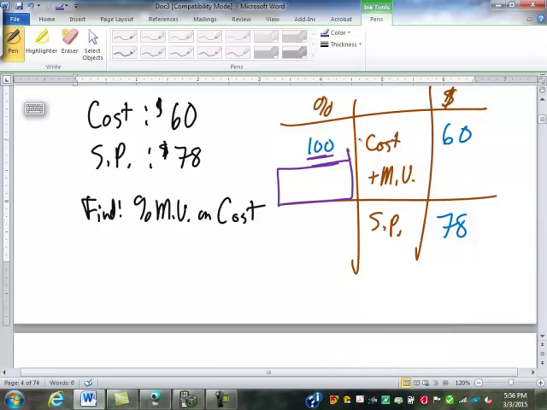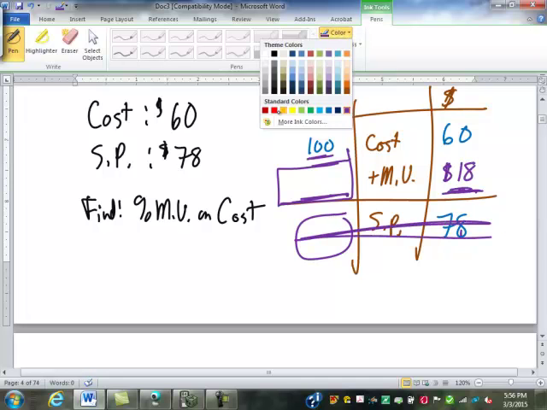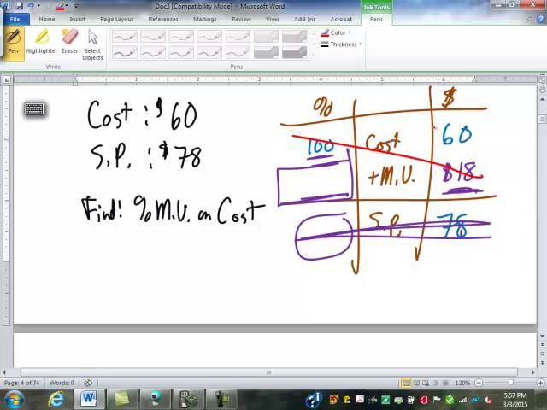Markup's on cost, so you get that 100% in there in the cost. $60 cost, $78 selling price. We are looking for the percent markup on cost, this number here. To find that, we could find this one and subtract, or we could find this one. It's better to find this one over here usually. How do we get that number? Subtract 78 minus 60 will give us $18. So now we don't need the bottom row. 100 times 18 divided by 60 is 30. So this is a 30% markup on cost.